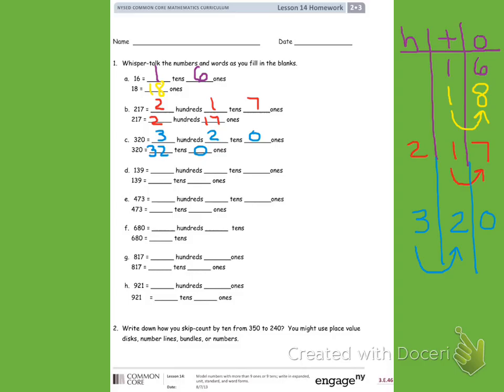Problem 2 says write down how you skip count by 10 from 350 to 240. You might use place value discs, number lines, bundles, or numbers. For this problem, I'm going to choose to use numbers. I will start with the number 350 and count backwards by 10.